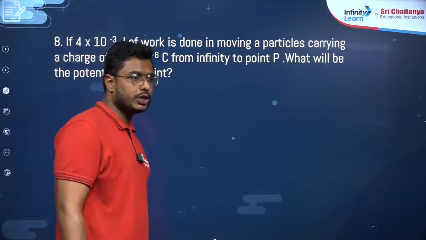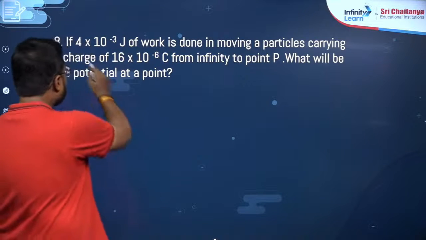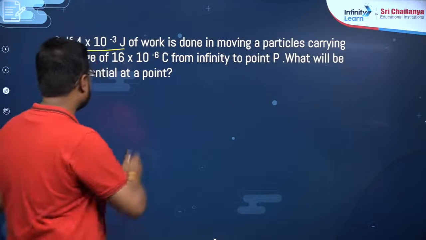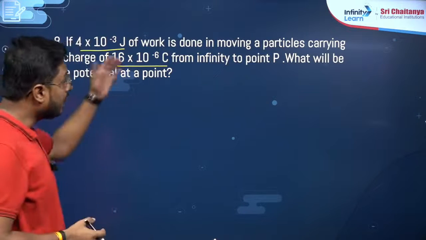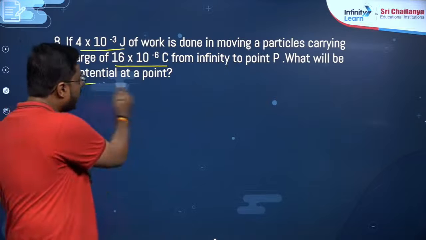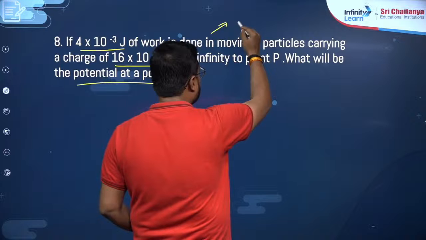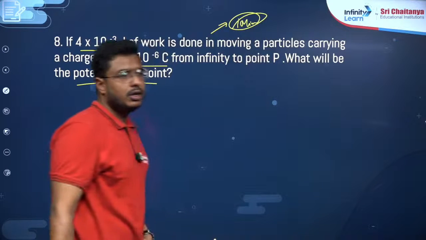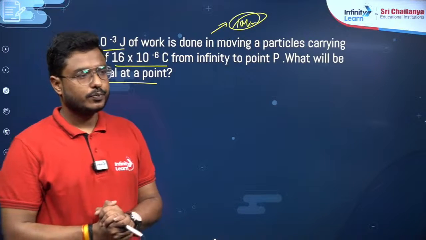Let's see what the next question is. If 4 into 10 to the power minus 3 joule of work is done in moving particles carrying the charge of 16 into 10 to the power minus 6 coulomb from infinity to a point P, what will be the potential at that point? You have 1 minute to solve this question. Your time started now. Quickly solve it and tell me the answer.